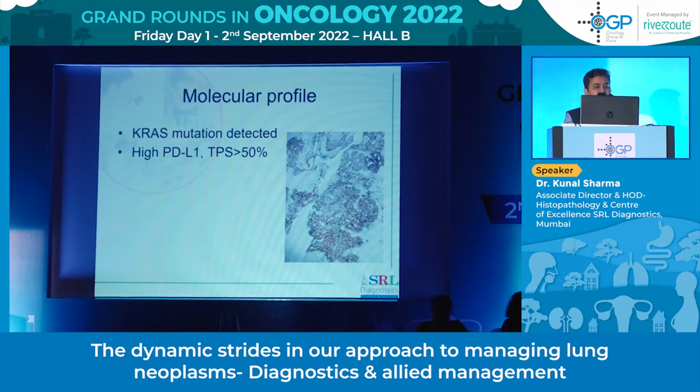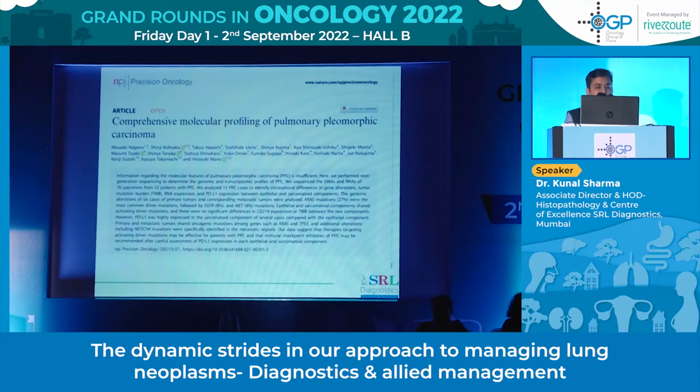On mutation testing, KRAS mutation was detected. And it is very interesting to note that these tumors show a very high PDL1. TPS score was more than 50% and the patient responded very well to immunotherapy.